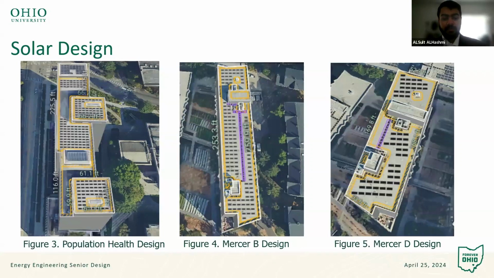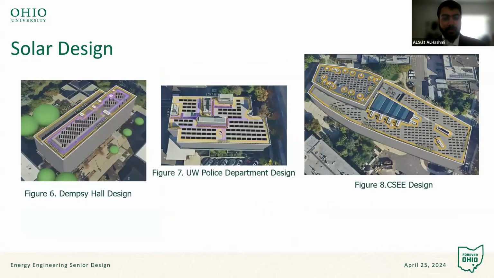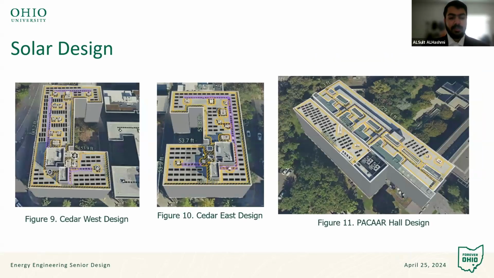We have Population Health, Mercer B, Mercer D. Also here we have Dempsey Hall and the UW Police Department and the CSEE. For the UW Police Department, we were thinking about proposing to the University of Washington to have some experiments for students to change the tilt. So we can also, for different seasons, just change the tilt for more production. And here's the rest also of our buildings, as you can see.